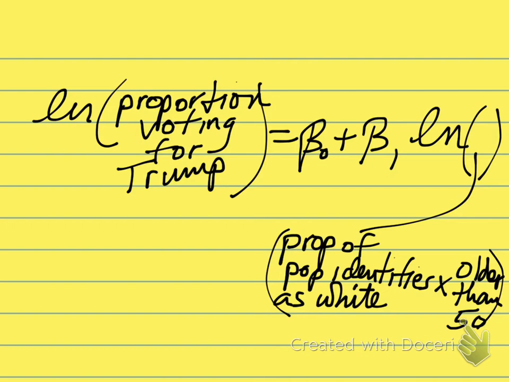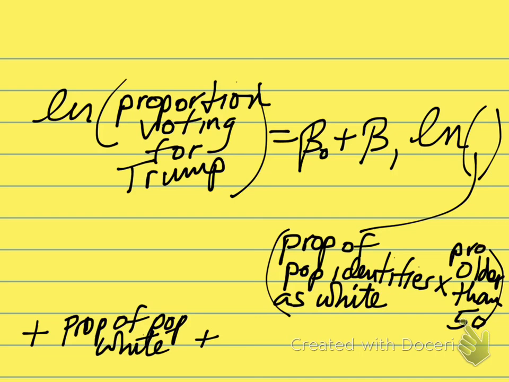Now, obviously, we have to have more variables in the equation. If we have those two interacted, we also have to have the underlying variables. So we'd have to have the proportion of the population that's white, plus the other one. At the county level this couldn't be a dummy variable for older than 50, so it would be the proportion. So the proportion older than 50.